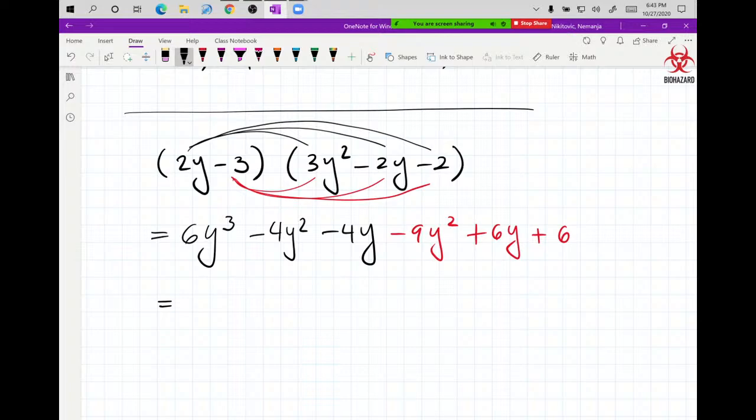So now, do we have like terms? We do, right? These are like, and then these are like as well. So 4y and minus 9y squared. No, y stays the same. So it's negative 13y squared. So we list 6y cubed first, and then minus 13y squared.